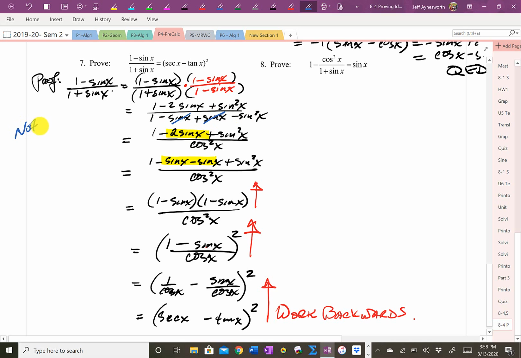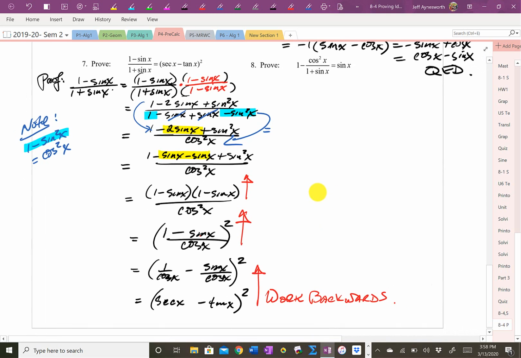And note, 1 minus sine squared x, which is in the denominator here. I want you to look right here. 1 minus sine squared x, that's this right here. That equals cosine squared x. It's an identity. And guess what? This equals this. I'll put an equal sign there. And the top, well, they're the same. So I just finished the proof.